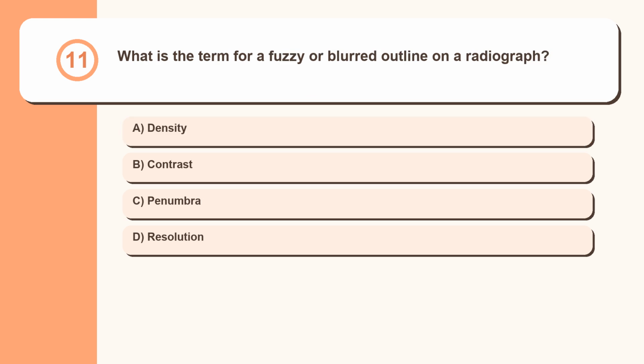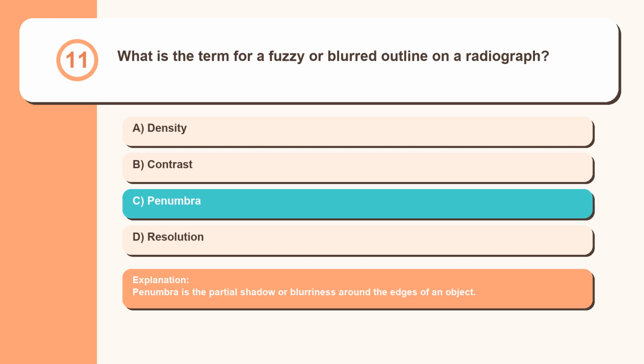Question 11. What is the term for a fuzzy or blurred outline on a radiograph? Density, contrast, penumbra, resolution. Penumbra is the partial shadow or blurriness around the edges of an object.